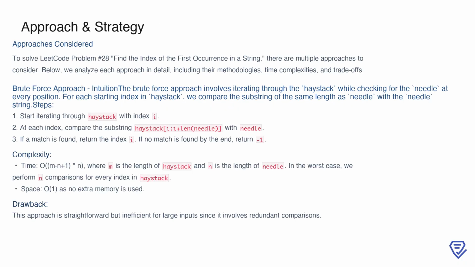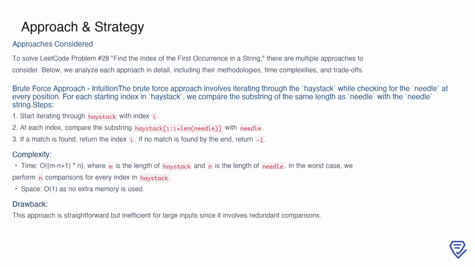To solve the problem of finding the index of the first occurrence of a substring within a string, we can consider multiple approaches. Let's start with the brute force method. The intuition behind this approach is straightforward: iterate through the haystack string and, at each position, check if the substring starting there matches the needle. For every starting index in haystack, we extract a substring of the same length as needle and compare it character by character. If a match is found, we return the current index. Otherwise, if we complete the iteration without finding any match, we return -1.